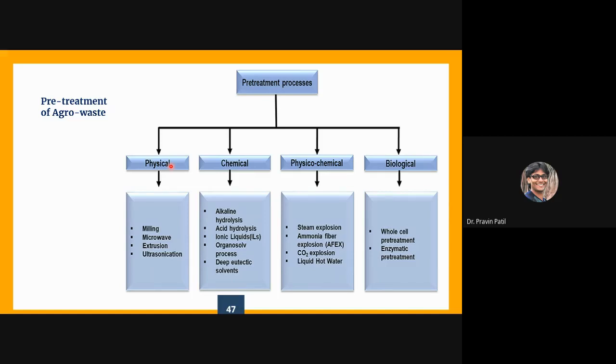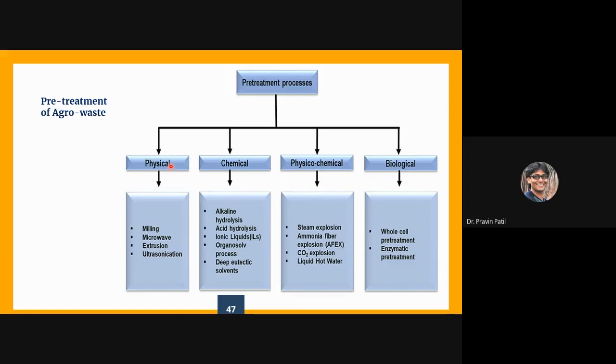Chemical, we are all aware of how chemicals are drastically eradicating the nutrients and the good factors from the environment. Then the third one is physiochemical, where chemical and physical methods are combined. These methods are highly efficient, let me tell you that. However, they again require a high energy cost and sophisticated machineries. And the ultimate is biological.